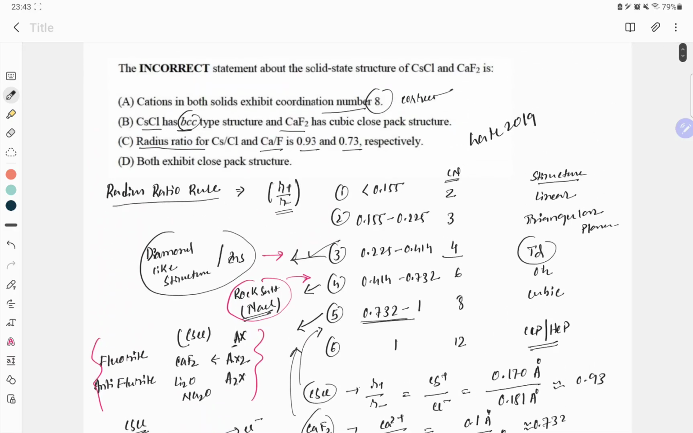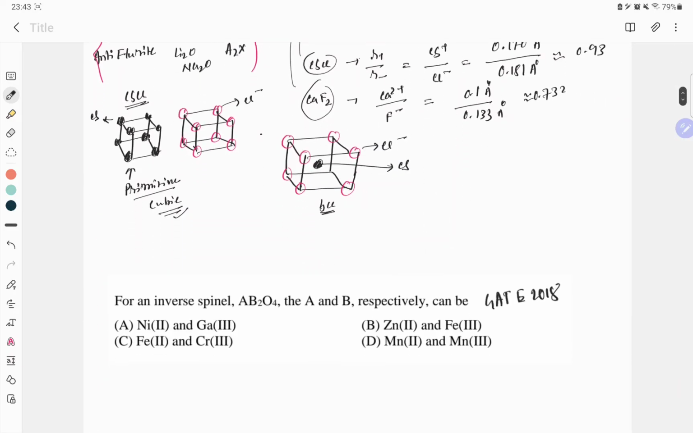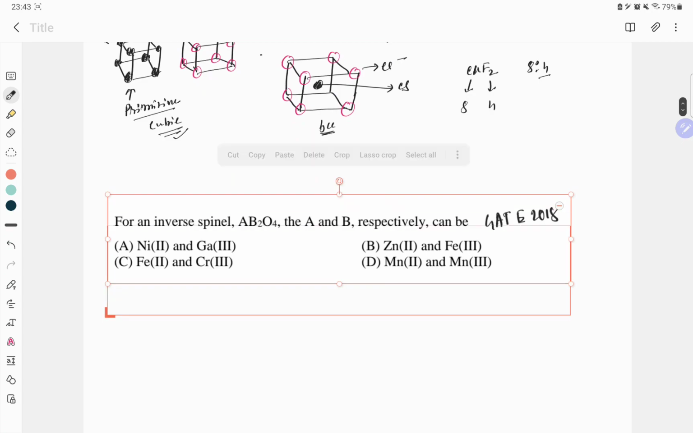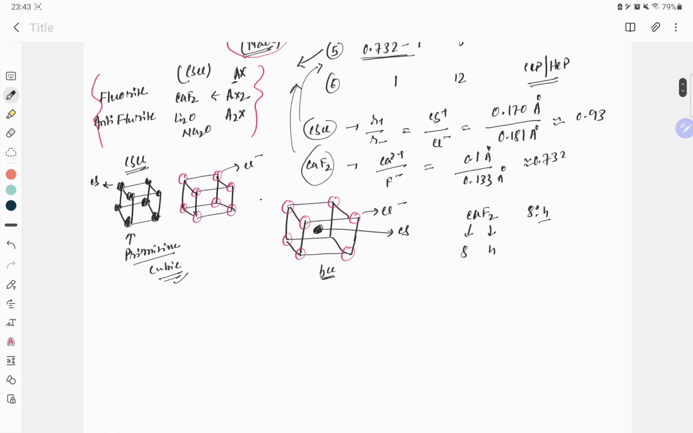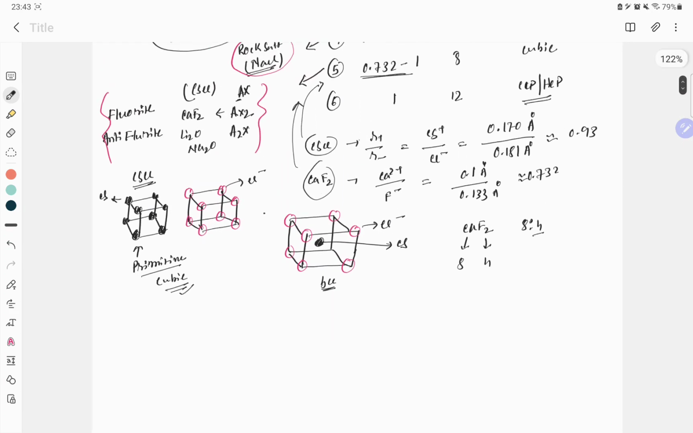And CaF2: the coordination number of Ca is 8 and the coordination number of F is 4, that is 8:4. This is a fluorite structure.